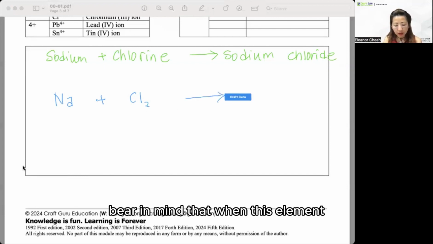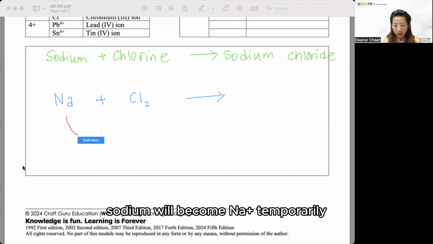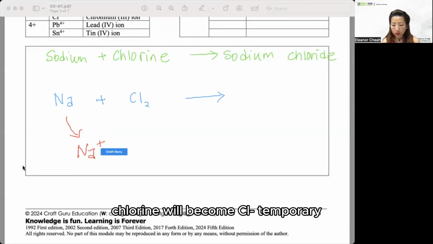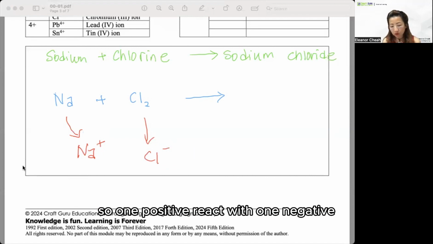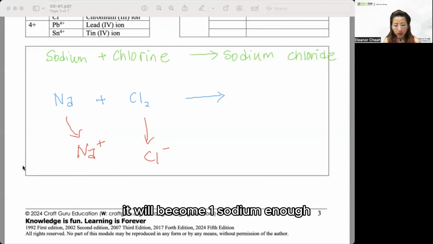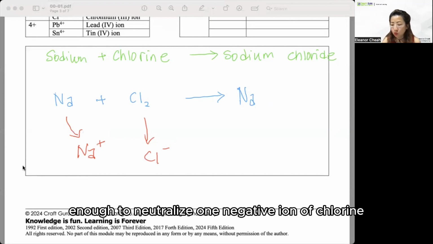Bear in mind that when this element wants to have a chemical reaction, it will become an ion temporarily. Sodium will become Na+ temporarily. Chlorine will become Cl- temporarily. We ignore the 2 for now. So 1 positive reacts with 1 negative. 1 positive ion of sodium is enough to neutralize 1 negative ion of chlorine.